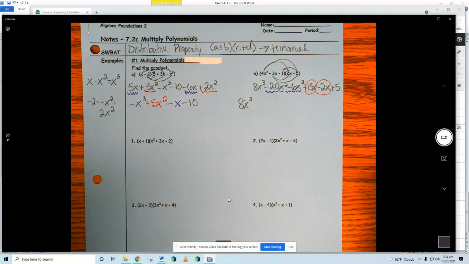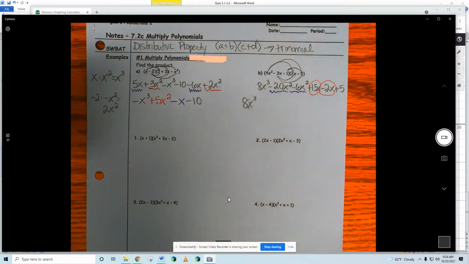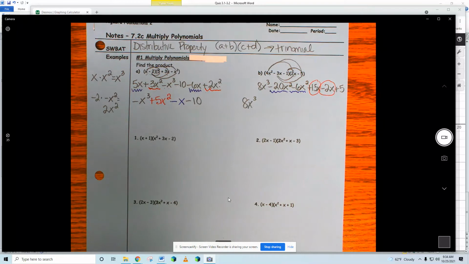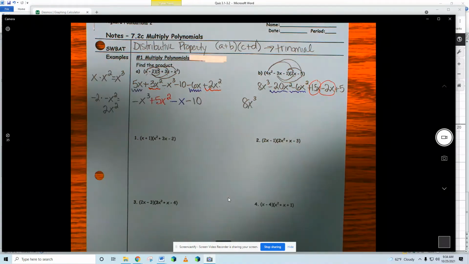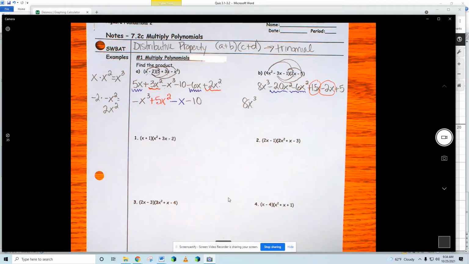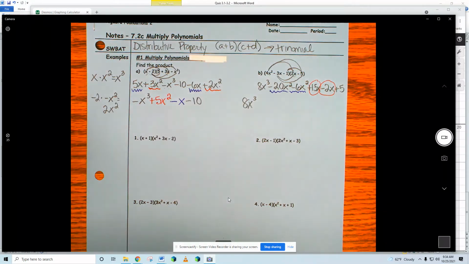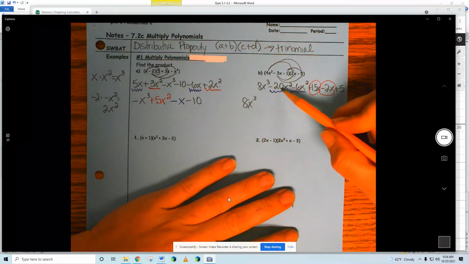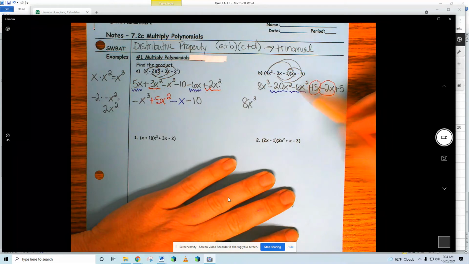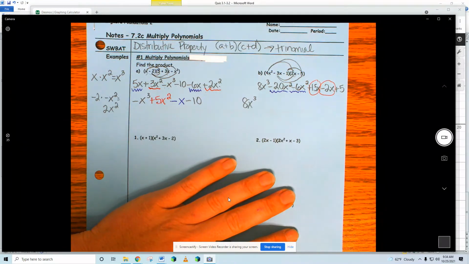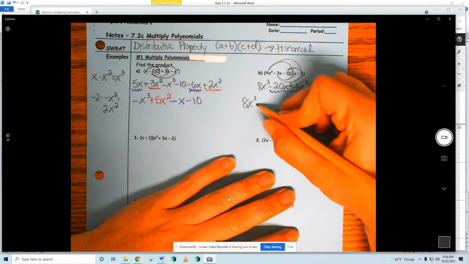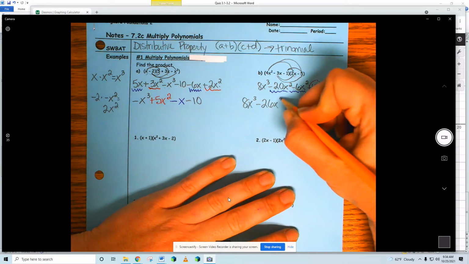Now do the purples because they're both x squareds. They're like terms. Do not change the exponent. Just worry about the 20 and the 6. Negative 20 and negative 6. What is it? Negative 20, take away 6. It's not 14. Negative 26 x squared.